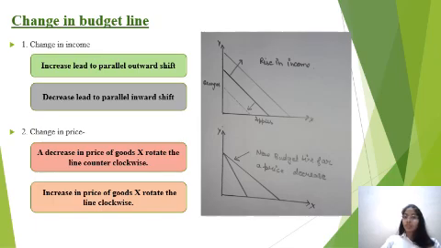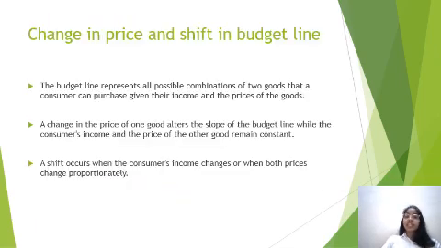These are the curves. And the change in price: when the price of a good changes, then a decrease in the price of good X rotates the line counterclockwise. An increase in the price of good X rotates the line clockwise. You can see that. Change in price and shift in budget line.